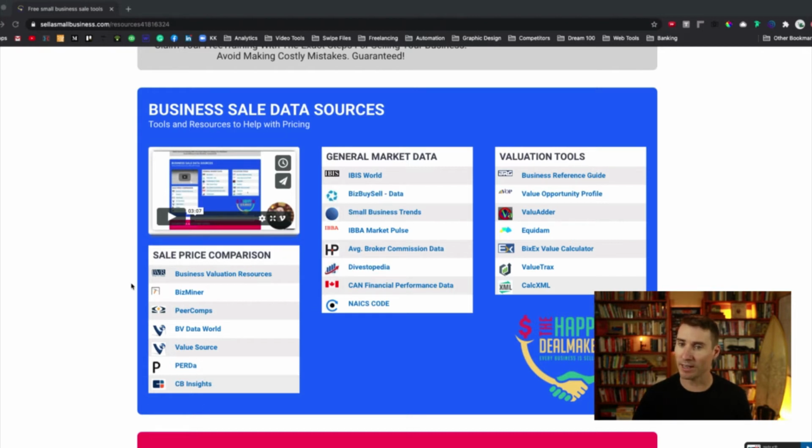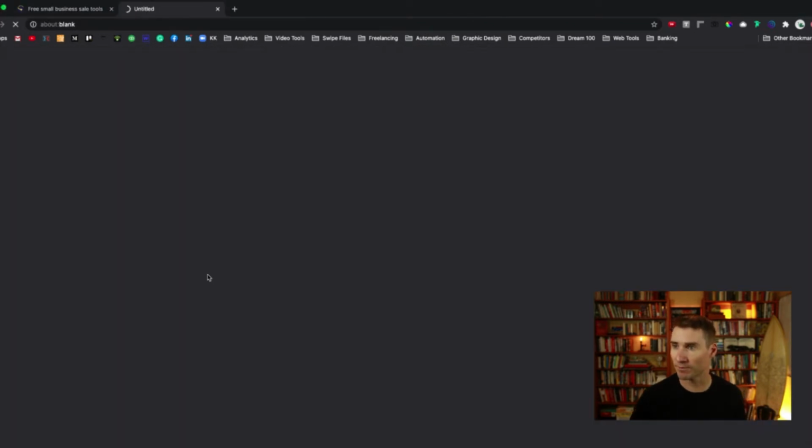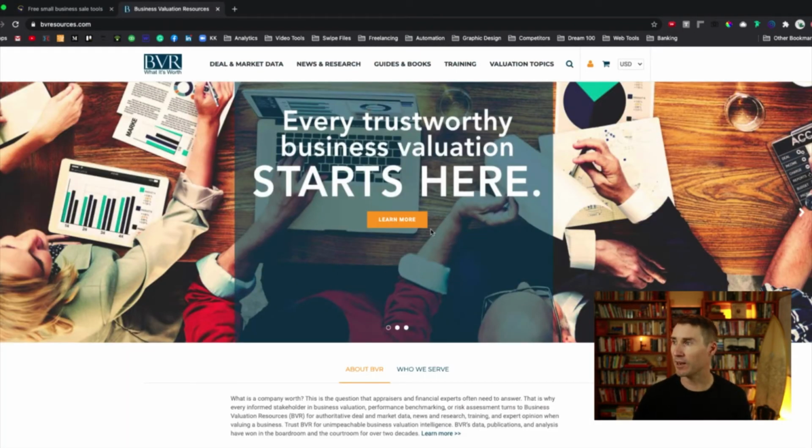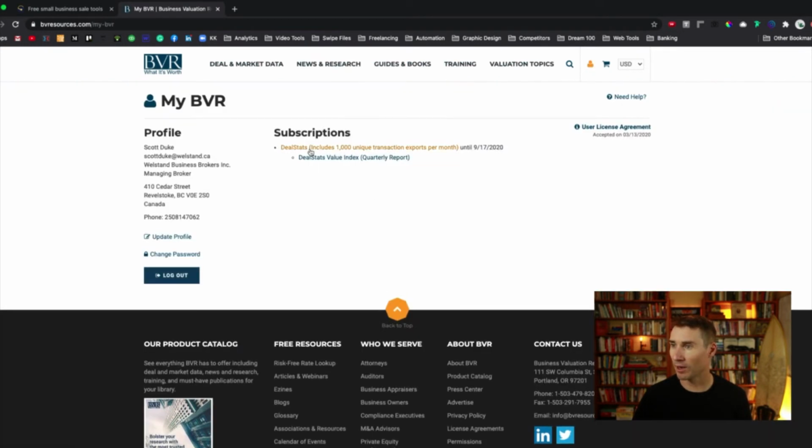So this block right here that says sale price comparison, all of these links go to databases that hold information on businesses just like yours in your industry that have sold, what they sold for, and what the multiple was. For instance, if we go to business valuation resources and click on this, which to be honest with you, I find is the best, unfortunately, it's the most expensive. Some of these are a little less expensive, and they'll give you similar data as well. So click through and find which one you're most comfortable with. If you go to business valuation resources, it's going to pop this site open right here. I'm going to log into mine.